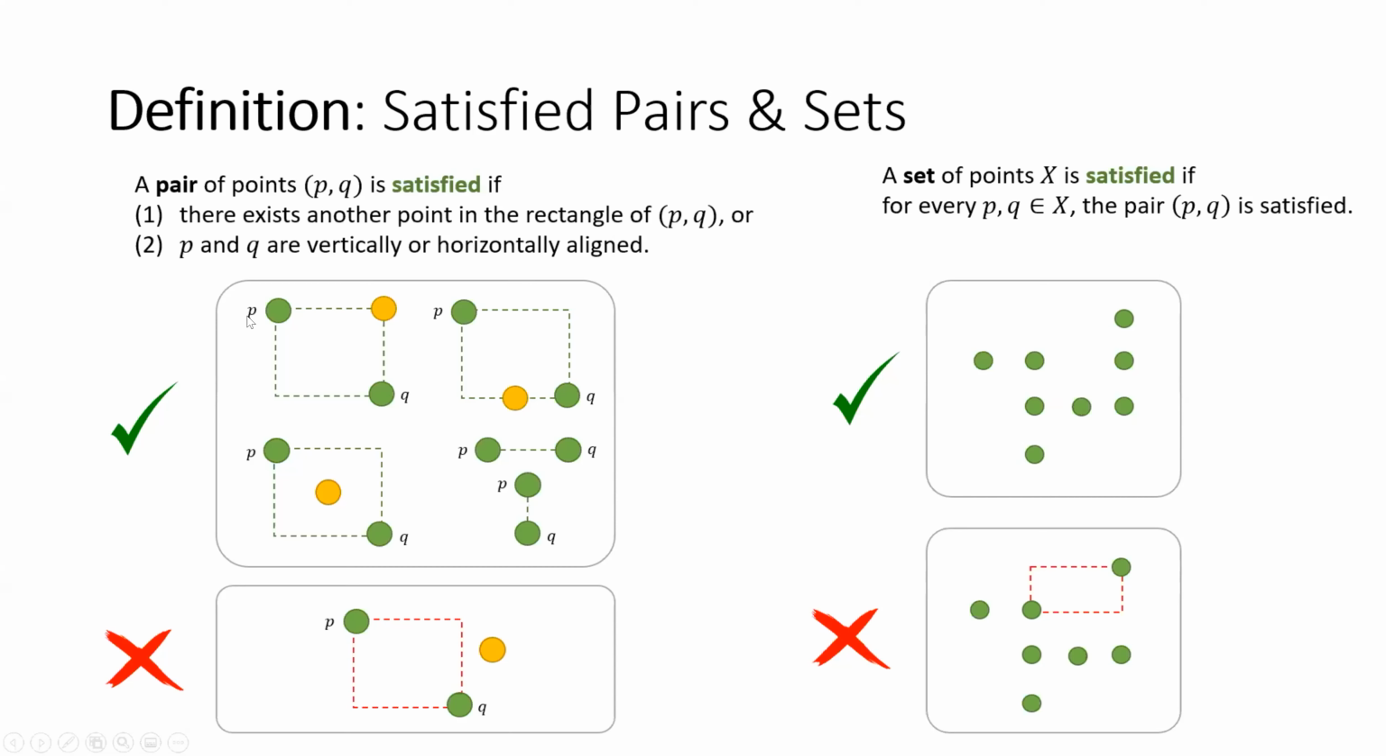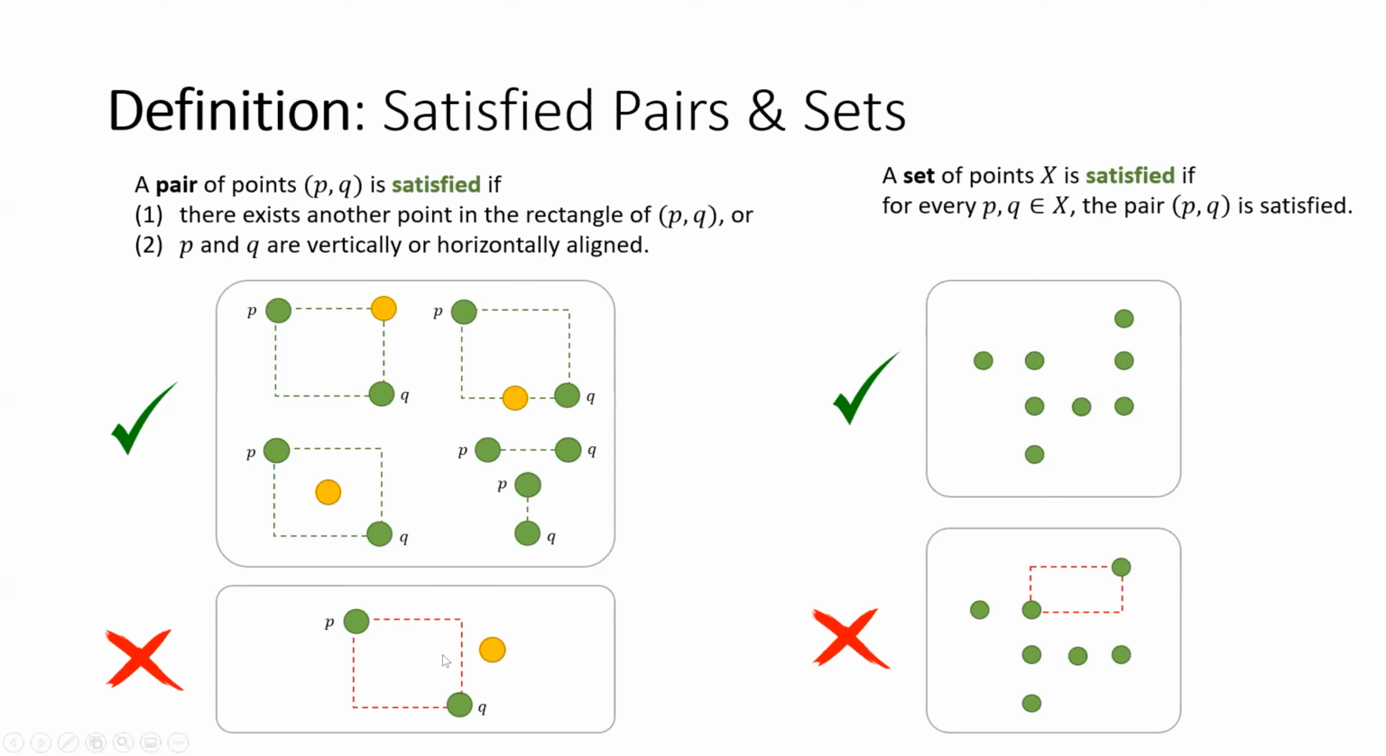So if you have two points P and Q, if there is another point inside the rectangle defined by P and Q, then we say that this pair is satisfied. The point can be on the corner, on the border, or inside the rectangle, right? Or if they are horizontally aligned or vertically aligned, then they are satisfied.